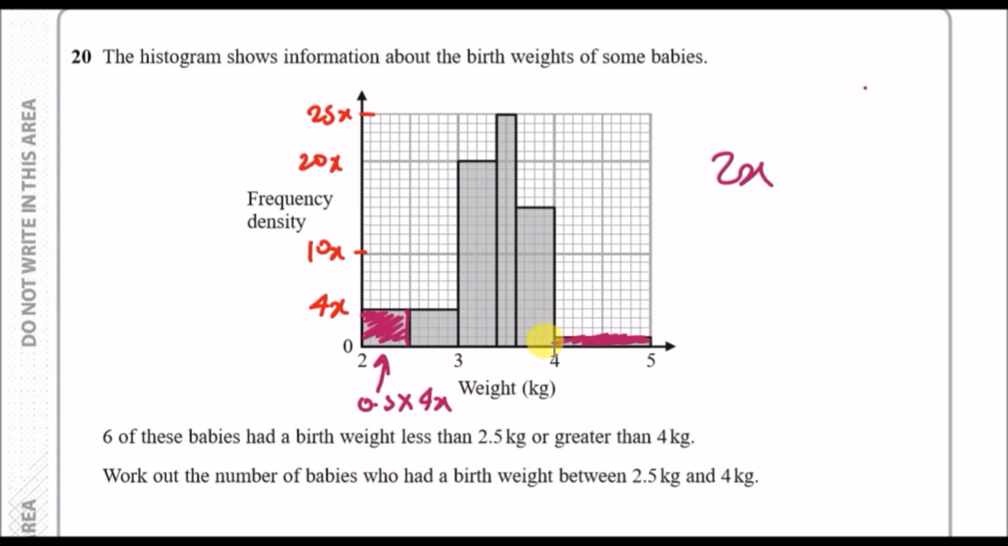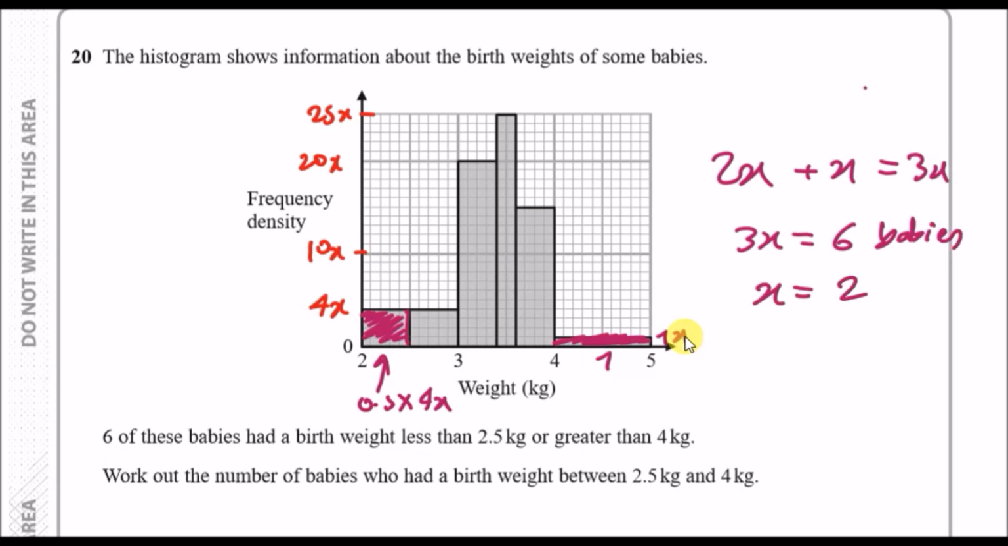And the area of this other purple region, well, it's a width of 1 and a height of 1 block, so 1 times 1x, which is 1x. So 2x plus x is 3x. That means 3x must equal 6 babies. And that means, dividing by 3, x equals 2. So I should get rid of the baby sign, that's the area. So that means this x value is 2. So let's replace x with 2. So it's going to be 8, so it'll be 2, 4, 6, 8. So that's it, we found our frequency density. Every little square is worth 2 units. Done.